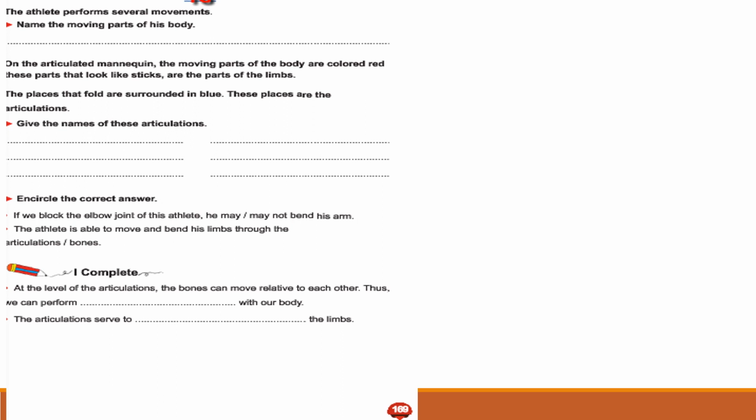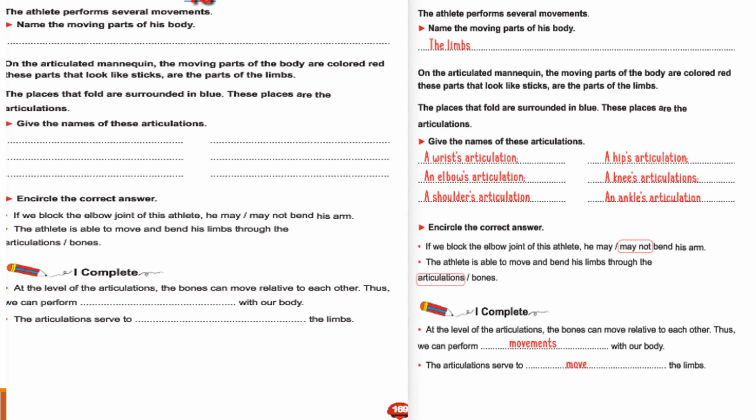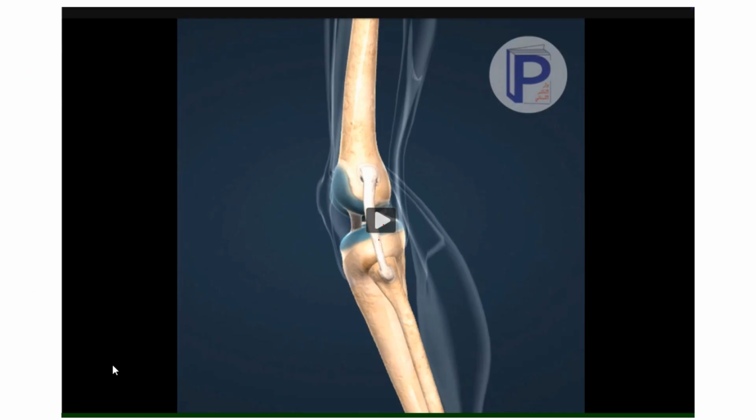I conclude. At the level of the articulations, the bones can move relative to each other. Thus, we can perform movement with our body. The articulations serve to move the limbs. These are the answers here. Pause the video and copy the answers. In this video now, we're going to learn what we mean by ligaments.